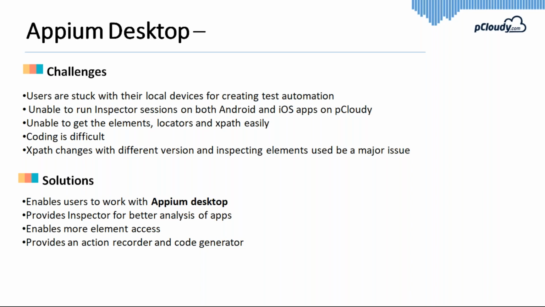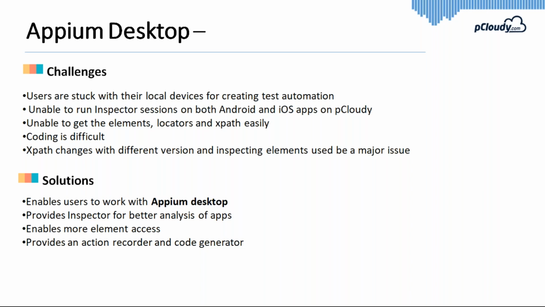Then, unable to run inspector sessions for both Android and iOS apps on pCloudy, right? So far we didn't have the capability for iOS, though we had it for Android. I mean, we had a device tunnel feature which you can use to connect the device virtually to your local system, and then use UI Automator 2 to grab the UI elements. But that was not there for iOS. That was the second challenge which the users are facing.